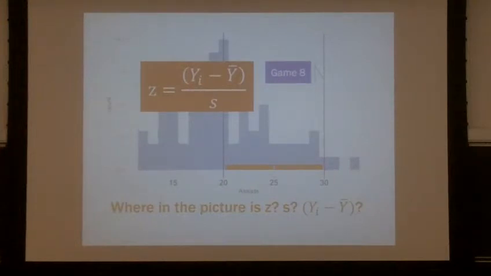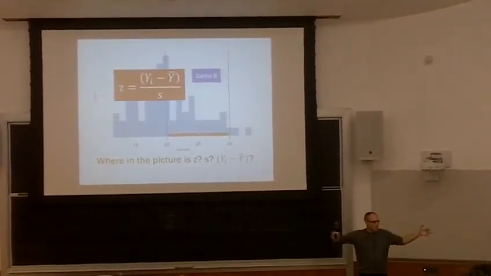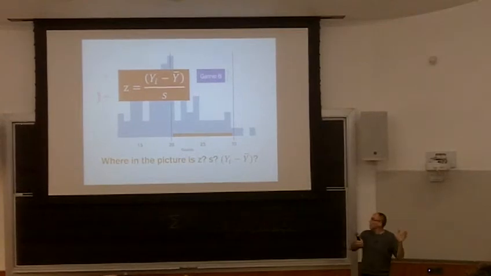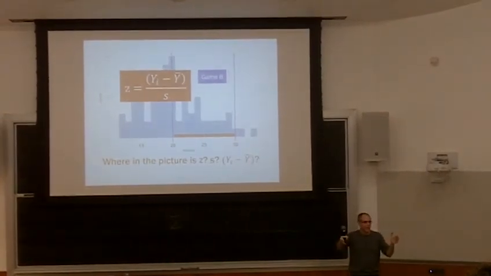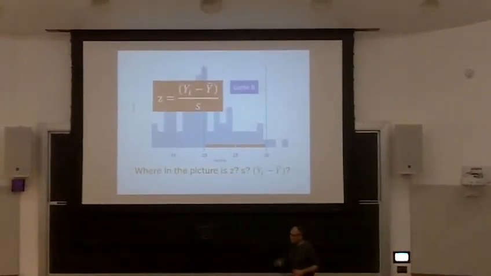Okay? And where is Y sub I minus Y bar represented here in the picture? Because that's the other part of this formula. Where do you see Y sub I minus Y bar in the picture? Yeah, show me with your hands. Where is it? It's not moving. It's one spot. If we're talking about variation, it's moving. But if we're talking about Y sub I, it's right there. And Y bar is right there. And you can see it's from 20 to 30. So Y sub I minus Y bar is 30 minus 20.